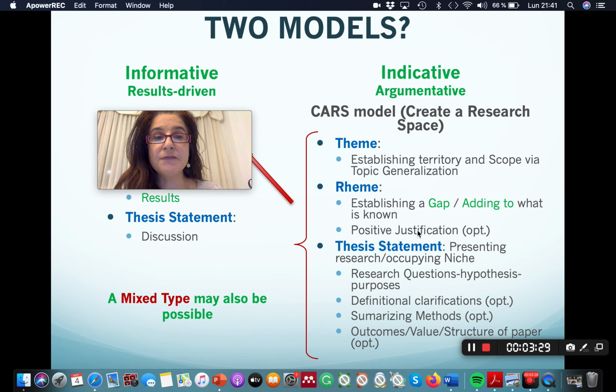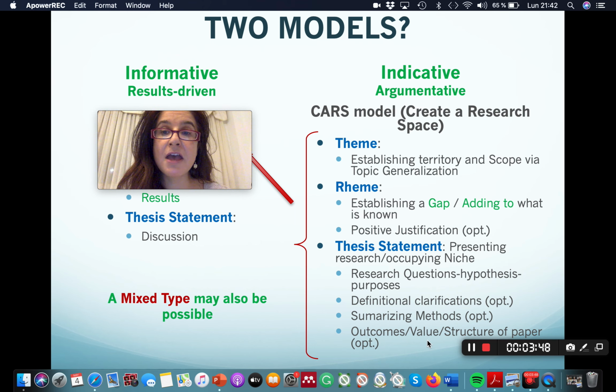Then you have to justify why this is interesting. And then at the end of the introduction of the paper, what you do is you present your research questions, your hypotheses, and maybe you summarize your methods and your objectives, right? And you make a summary of the structure of your paper. But you never define your results because you have not yet done the research. It's just the introduction.